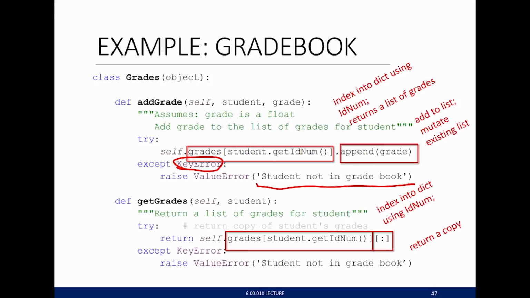And again, as before, I'm going to run in case I hit an error, and if I get an error, meaning I can't get into the dictionary, I'm again going to raise my own value error telling me that the student was not in the grade book.